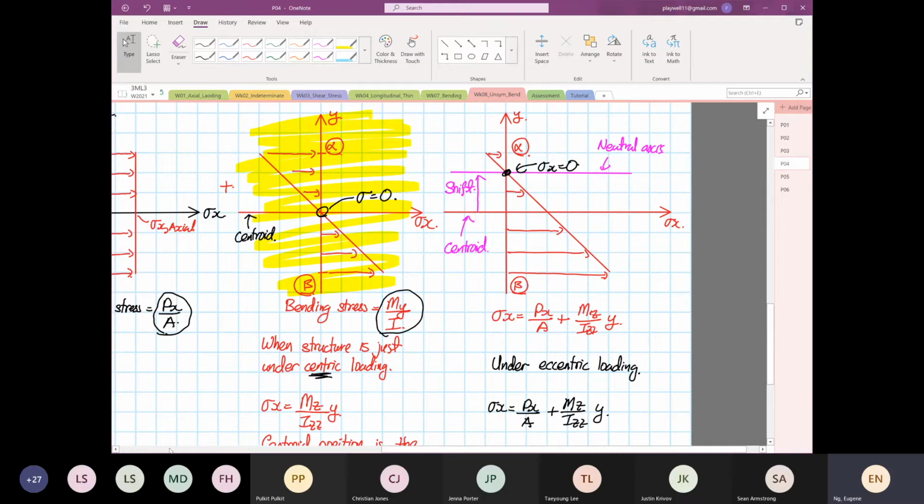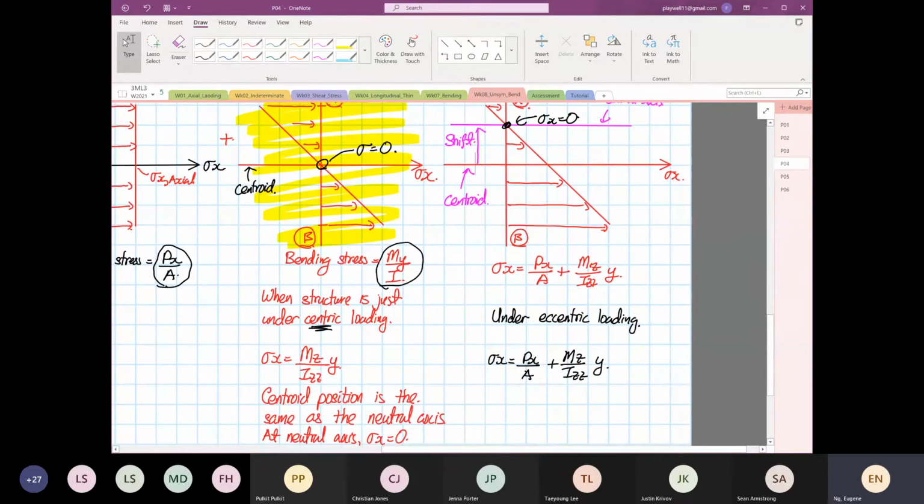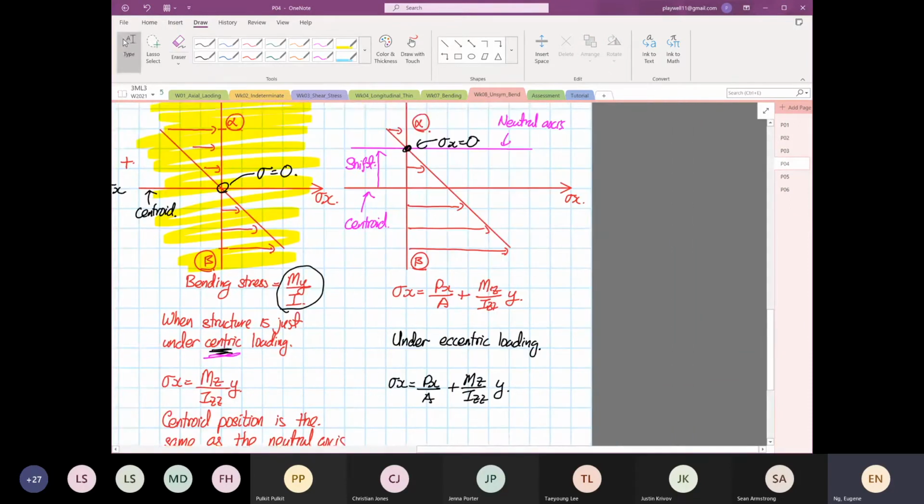That's what a degree is all about. When is it true and when is it false? Okay, so it's true only if what? Under centric loading, you don't have any axial load. But when you are given an axial load condition, it's known as eccentric loading, and there will be a shift in neutral axis.